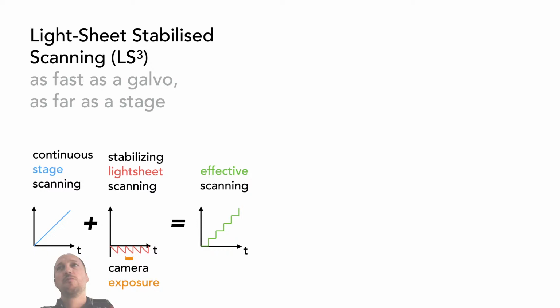So now the effective scanning is as if we were stepping the stage, but it's actually not the case. We are actually moving the stage continuously, but the galvo is doing the stepwise motion. Because the dynamics of a galvo are much faster than a stage, it's a much higher bandwidth mechanical actuator, so you can move it much faster and it settles much faster. So you can do this relative stabilization and effectively cancel out any movement during exposure.